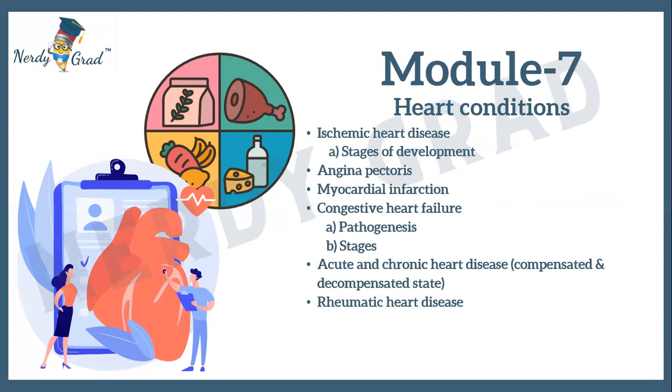Module 7 is primarily on the different heart conditions that you would come across in day-to-day scenarios. We'll be starting off with ischemic heart disease, where we'll be looking into the different stages of development. We'll be touching on angina pectoris and myocardial infarction. In congestive heart failure, we'll also be looking at the pathogenesis and the different stages of it. Following which, we'll go into acute and chronic heart disease. And the last one in this will be rheumatic heart disease.